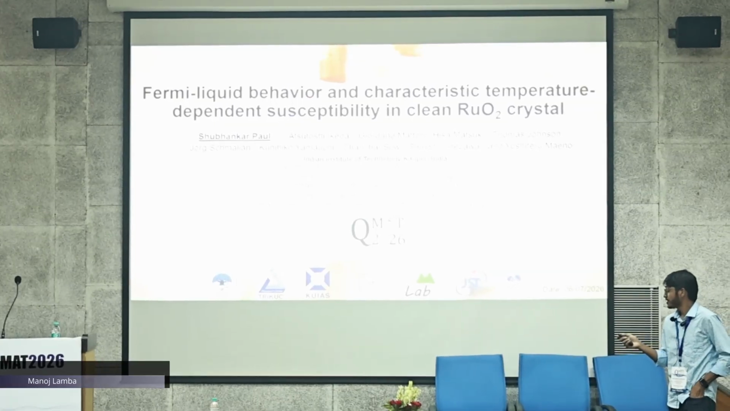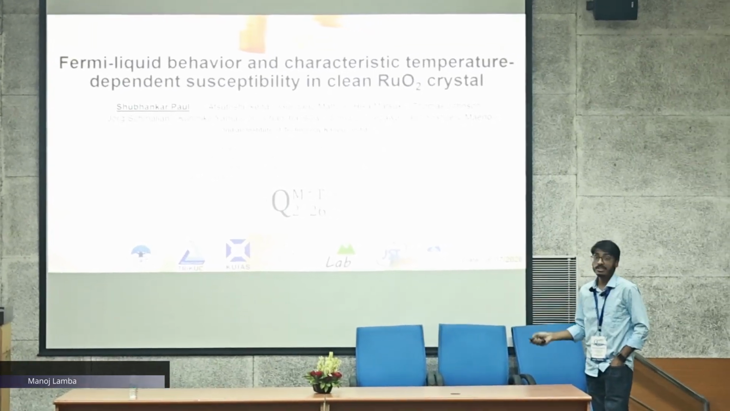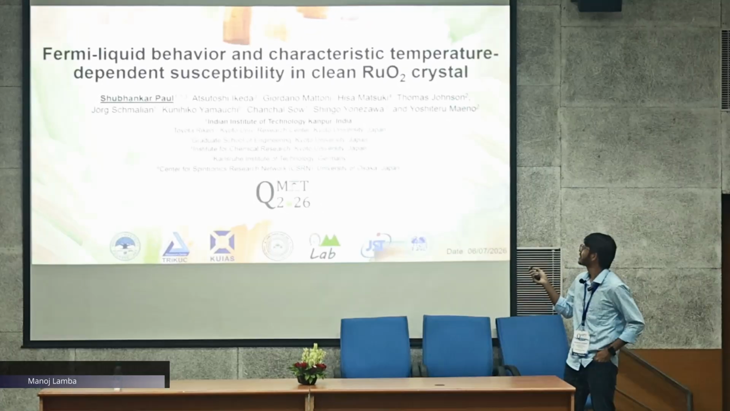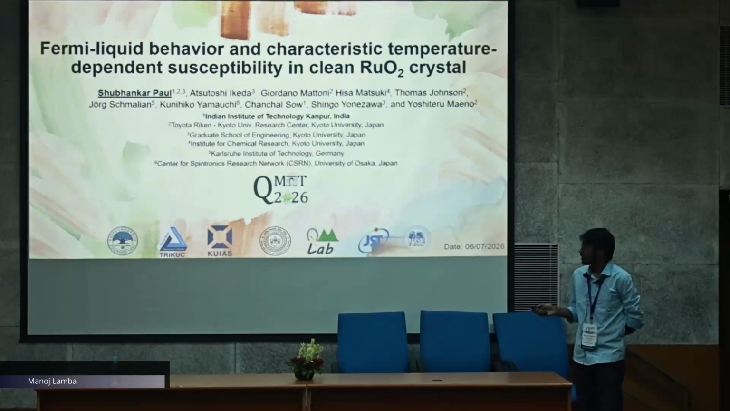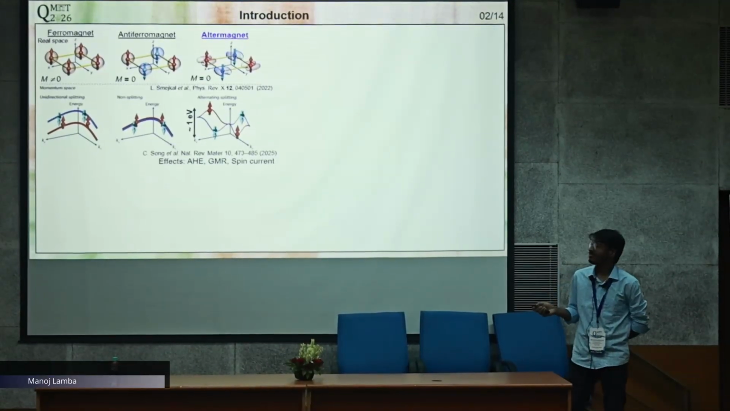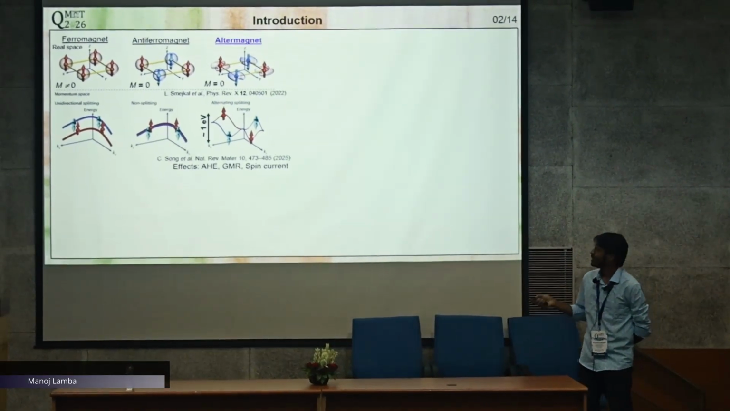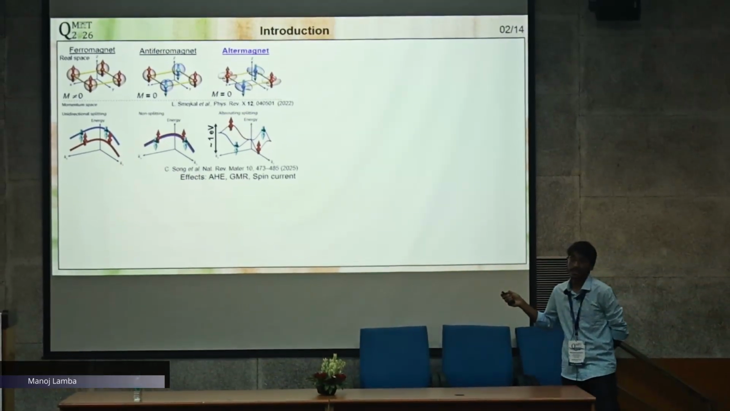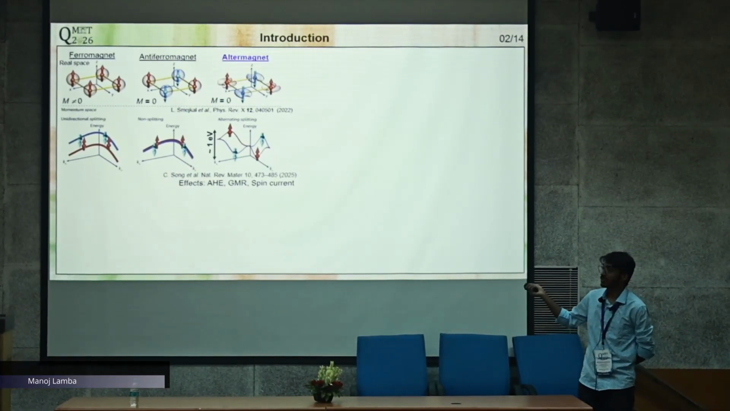I am a PhD student at IIT Kanpur. Today I will be talking about Fermi-liquid behavior and characteristic temperature dependent susceptibility in clean RuO2 single crystal. Magnetic materials are generally classified into two phases, ferromagnet and antiferromagnet. There is a new class of magnetic material which has been introduced, named altermagnets. I am not going to go into detail about this because of the time limit.